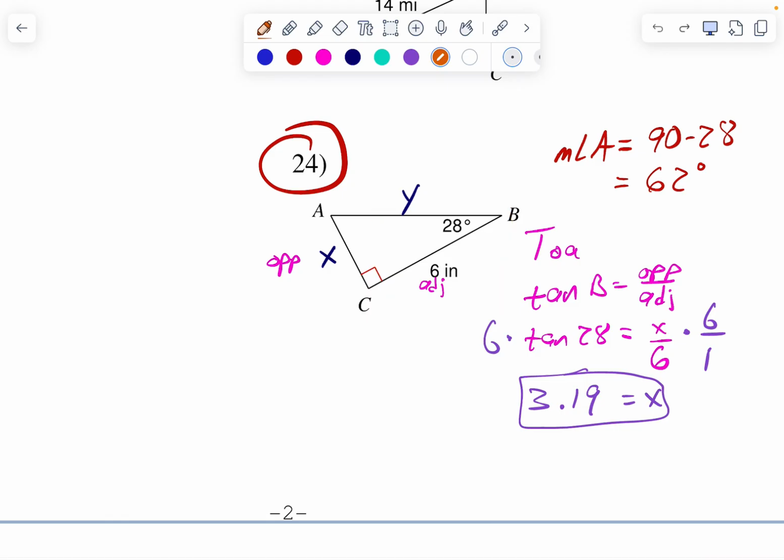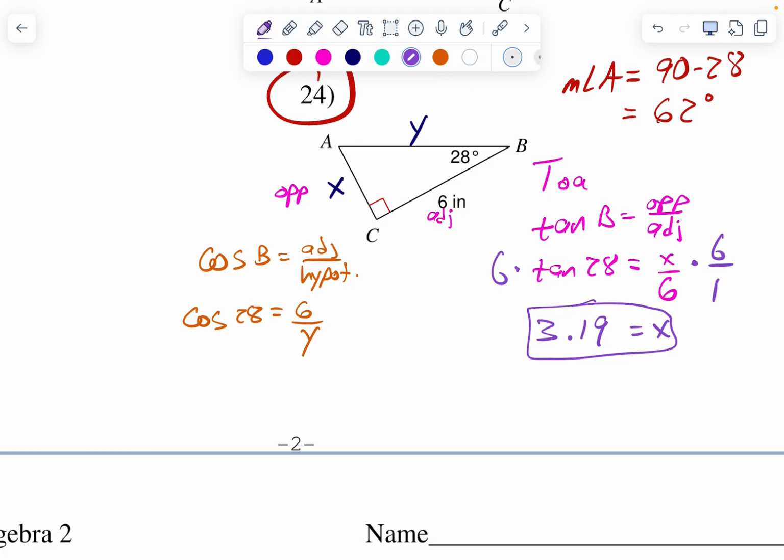We can solve for y with only given information, and then we're at least starting from accurate information. So what relates y, 6, and 28? That's cosine this time, right? So cosine of b is adjacent over hypotenuse. I feel like you guys are getting the trig ratio setup really well. So good job on that. 6 over y. And this is slightly different. How do we get that y out of the denominator?